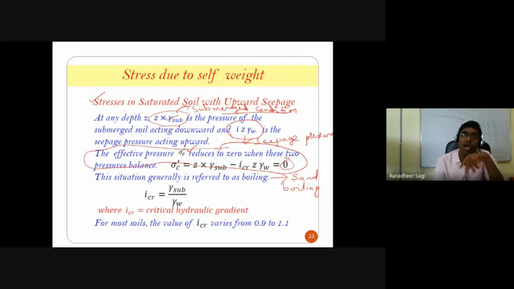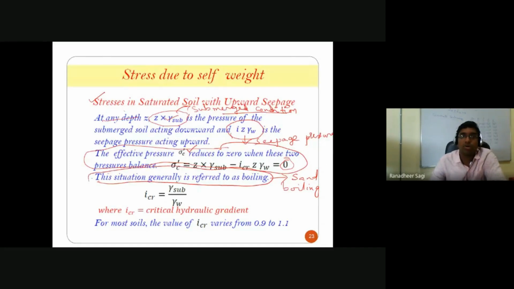Now, why are we calling it boiling? When you look at water, when the water gets boiled, what do we see? Air bubbles start coming up in the upper direction. In a similar way, here also, as the seepage pressure is balancing the submerged weight of the soil, automatically, due to that excess seepage pressure, your solid particles also get lifted in the upper direction, similar to the bubbles we see when you boil water. So that's the reason why we call this phenomenon, where the effective stress developed in the soil is becoming 0, the sand boiling condition.